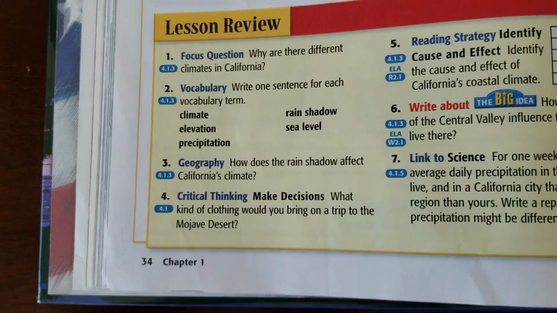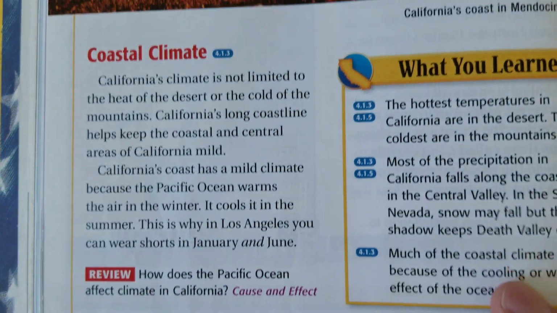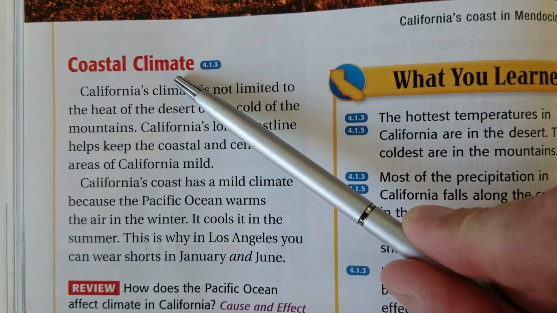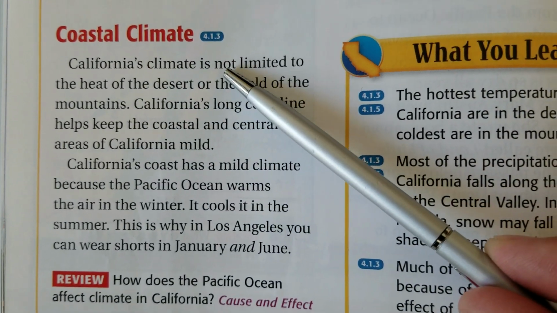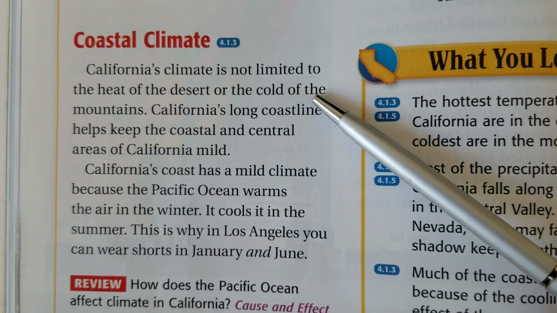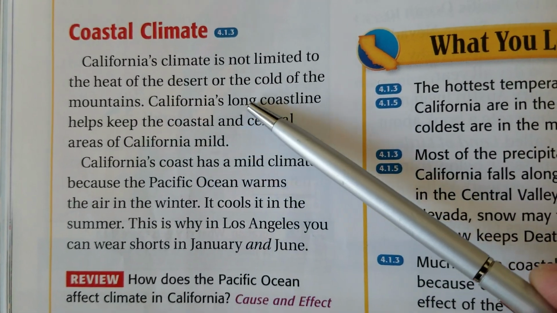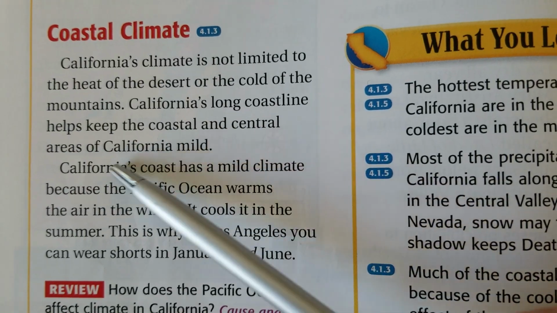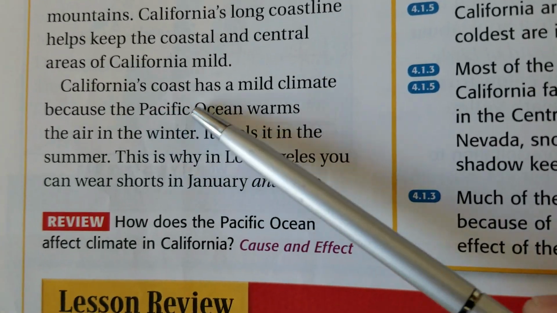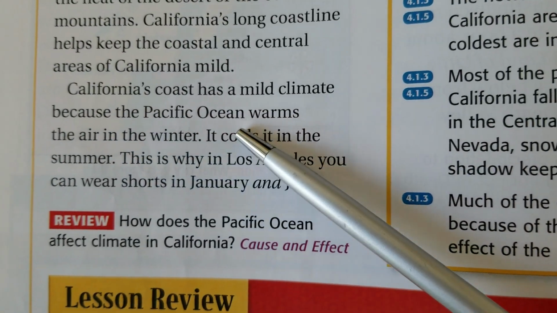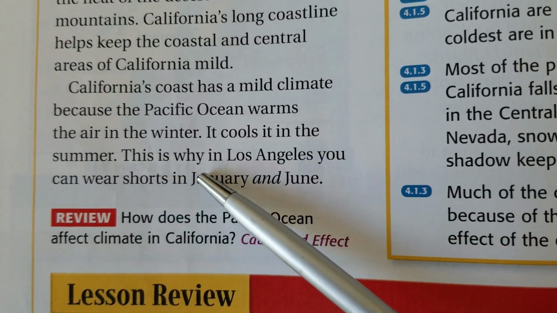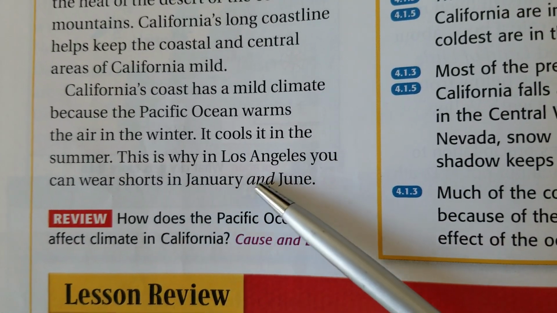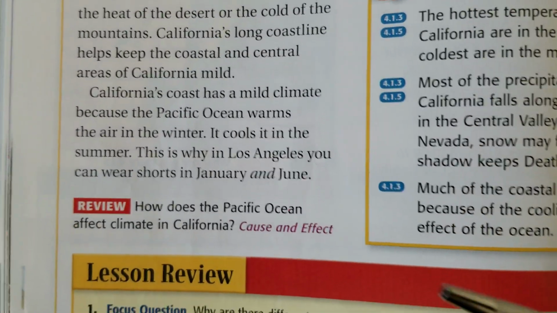Okay? Page 34, chapter 1. Another picture up top. Check it out. California's coast. Next climate. Look at the red words. Point to every word as you follow along. Coastal climate. California's climate is not, keyword not, limited to the heat of the desert or the cold of the mountains. California's long coastline helps keep the coastal and central areas of California mild. California's coast has a mild climate because the Pacific Ocean warms the air in the winter. It cools it in the summer. This is why in Los Angeles you can wear shorts in January and June. I wear shorts all year in San Diego and I love it.